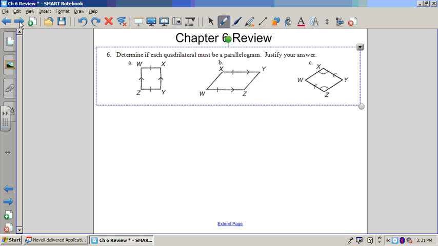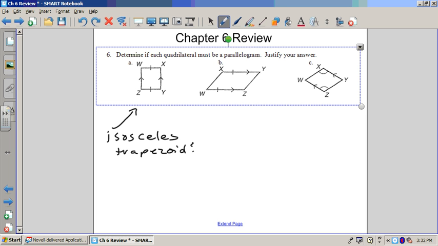Number 6, determine if we have a parallelogram or not. A, hopefully we haven't fallen for this one again. I have one set of opposite sides that's congruent, the other side is parallel. This could be a parallelogram, but it could just as easily be an isosceles trapezoid. Right? Because an isosceles trapezoid has one set of parallel sides and the legs are congruent. So we don't know if it's a parallelogram or not.